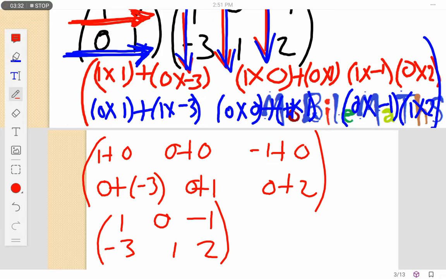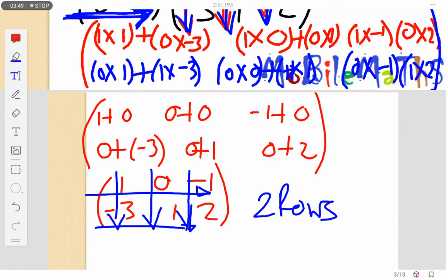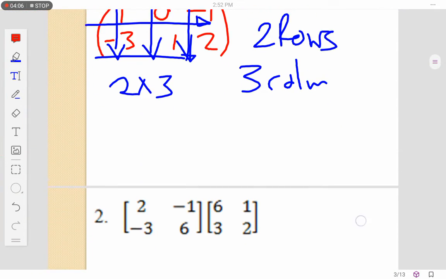If we check this, how many rows do we have? 1 row, 2 rows, so we have 2 rows. Then the columns: column 1, column 2, column 3, so our answer has 3 columns. So it's a 2 by 3 matrix. Let's go back and see what we said earlier. We said our answer is going to be a 2 by 3 matrix. So that's correct. Let's move on to the next question.